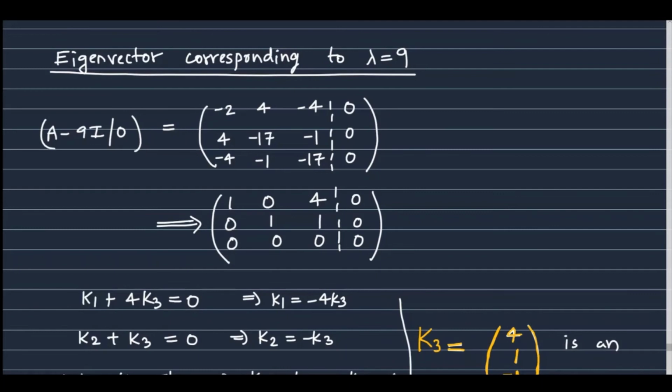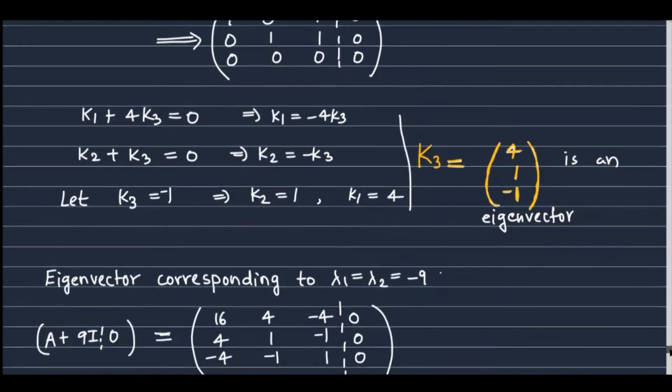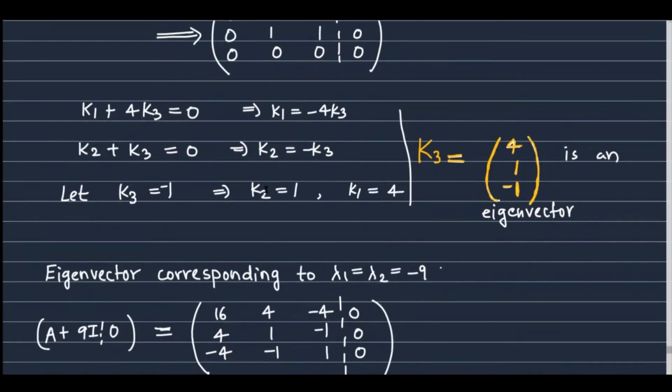Now we have two equations, so we put arbitrary values. Suppose we put k3 equal to minus 1. Then we get k2 equal to 1 and k1 equal to 4. So we got one of the eigenvectors, which we denote by K3. K3 is 4, 1, minus 1, an eigenvector corresponding to the eigenvalue lambda 3 equal to 9. Okay.